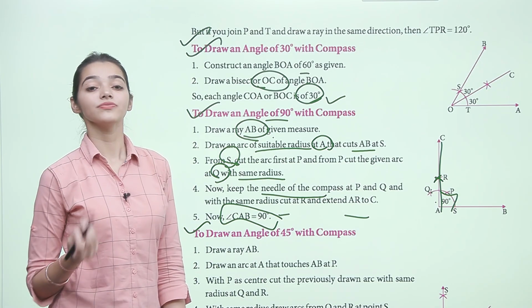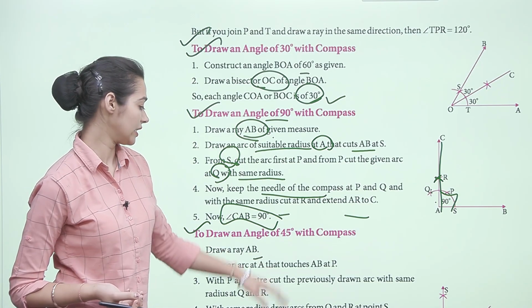Now to draw an angle of 45 degrees with the compass, firstly we will draw a ray AB.